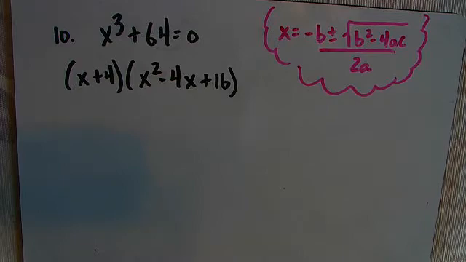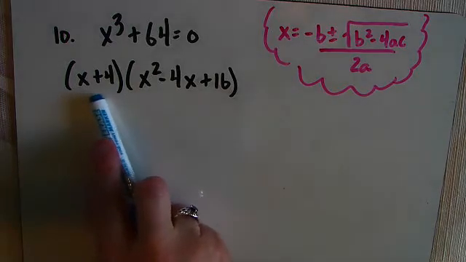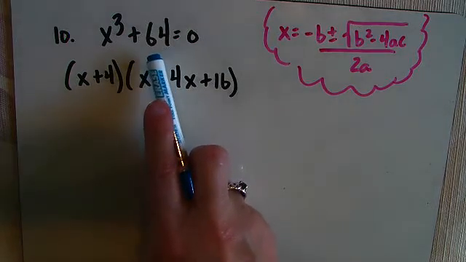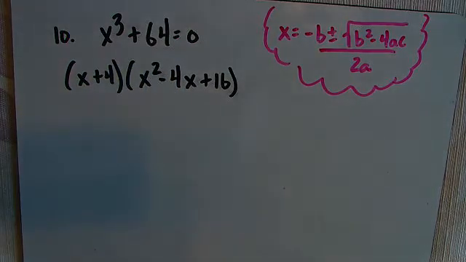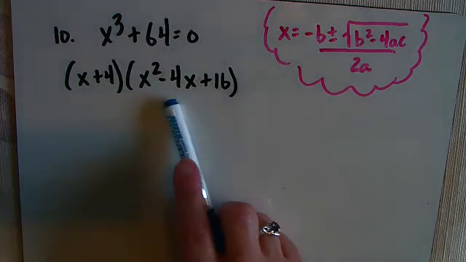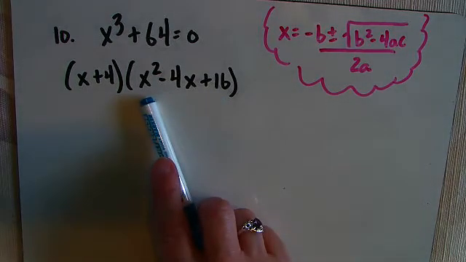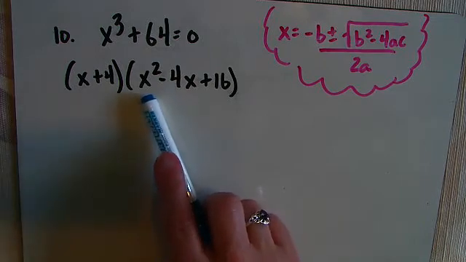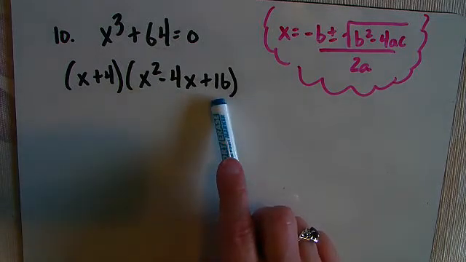On your homework, you should have factored that using the pattern that I talked about for the cubes. My first factor here is x plus 4, and that came from 4 times 4 times 4 is 64. That's how that worked in our pattern. The other part is the quadratic part that we would try to factor again if possible. We've got x squared minus 4x plus 16.